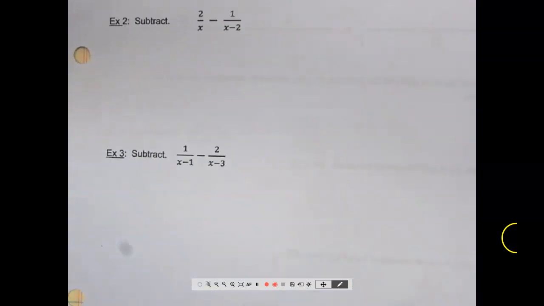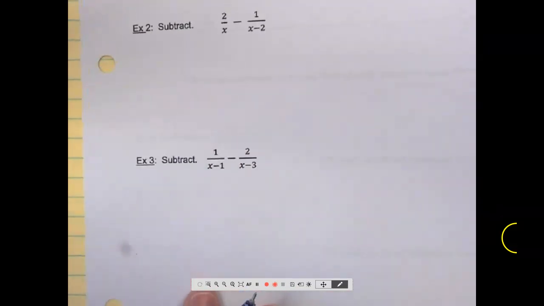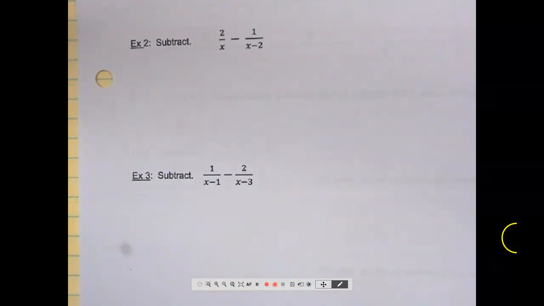Okay, look at the next one. Least common multiple is what? I'm sorry. There you go. I was like, where's he getting x minus 1? I scrolled the paper up too high. What do we need? X minus 2? Is that all? X squared minus 2x. I need both of those factors.